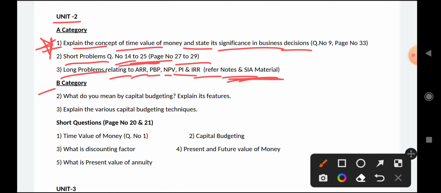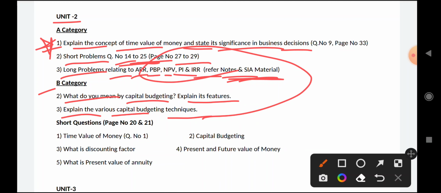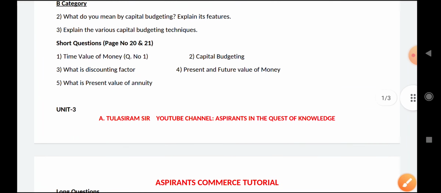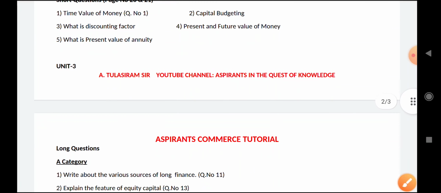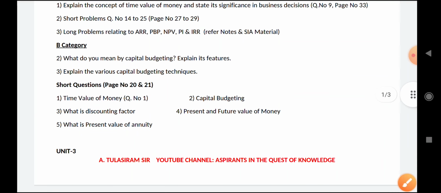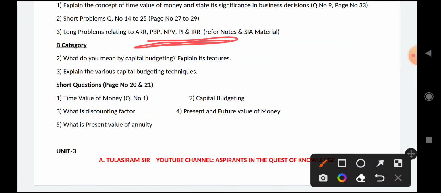Next, B category: what do you mean by capital budgeting? Explain its features. Explain the various capital budgeting techniques. These techniques are nothing but problems only. So these are the B category questions, and there may be a chance of one sure problem from this unit, so you have to do this. From unit 2, sometimes both can be problems, so do the problems and learn the theory also. There is less theory, so don't worry about it.